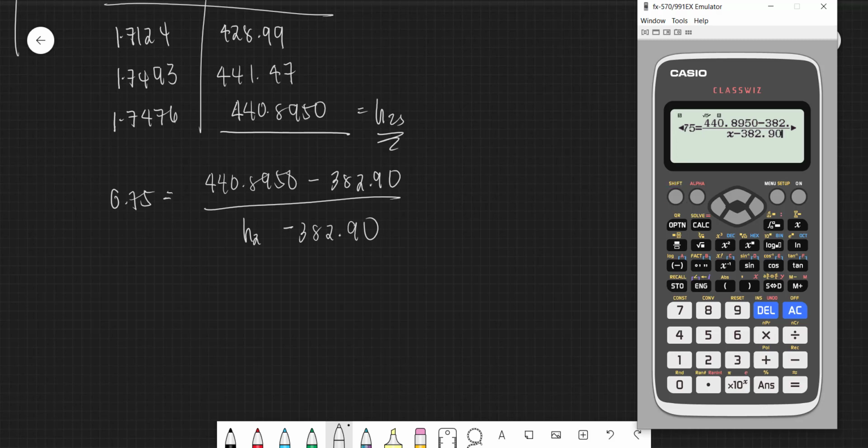So let's press shift, click solve, and then input a certain number that is larger than 440. Sabihin natin nasa 450. Press equals and then press equals once more. We have this value for H2. So it's going to be equal to 460.2267.